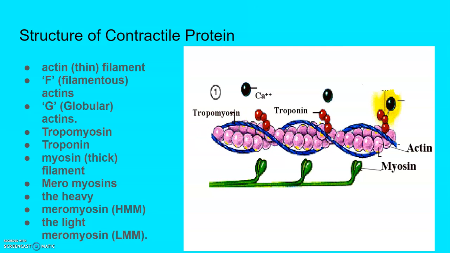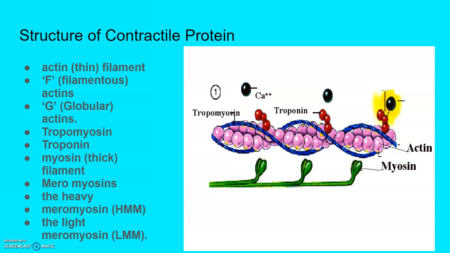Now in the resting stage, a subunit of troponin masks the active binding site for the myosin on the actin filament. So these are the sites. Now each myosin, which is a thick filament, is also a polymerized protein, and many monomeric proteins which are called meromyosin constitute one thick filament.